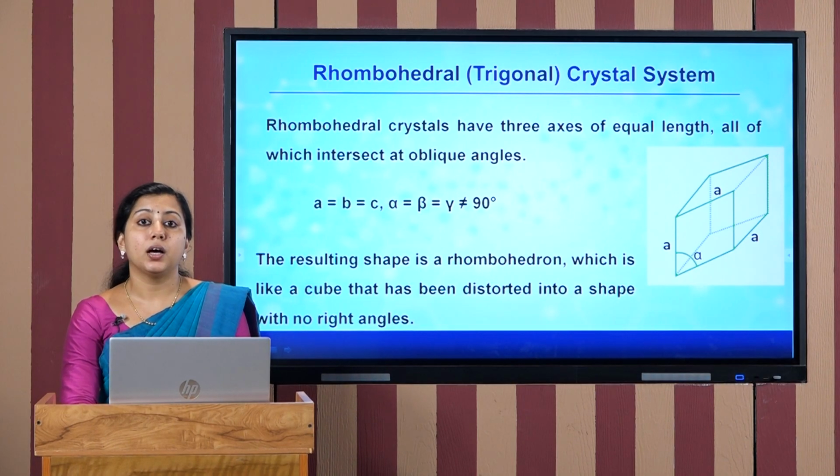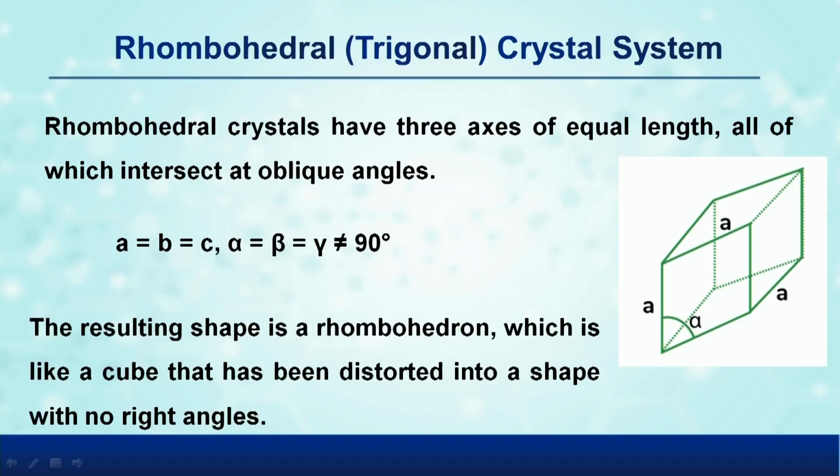So, next is a rhombohedral crystal system or a trigonal crystal system. Rhombohedral crystals have 3 axes of equal length, all of which intersect at oblique angles. Oblique angles means not equal to 90 degree. So, we have A equals B equals C and alpha equals beta equals gamma not equal to 90 degree.